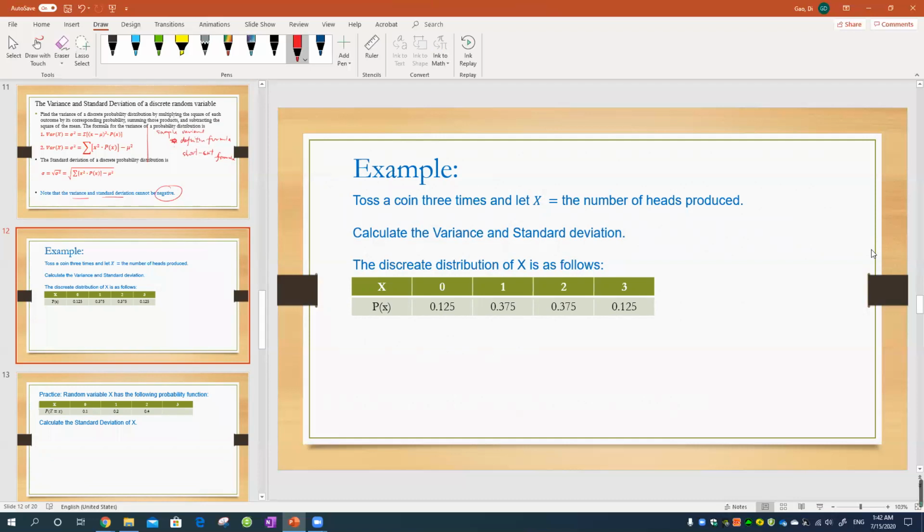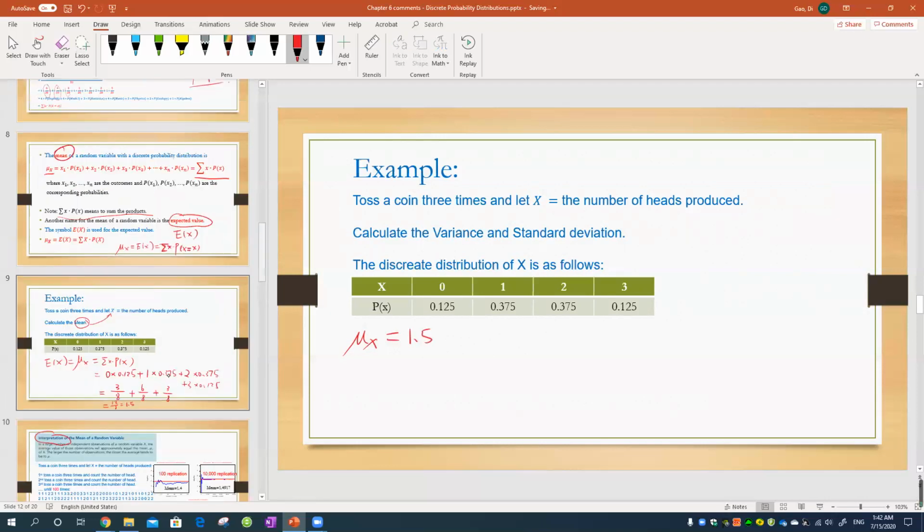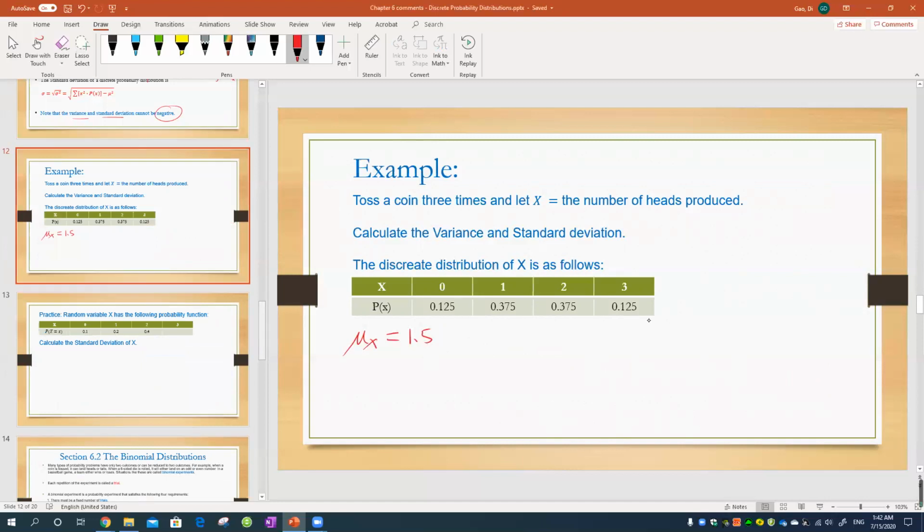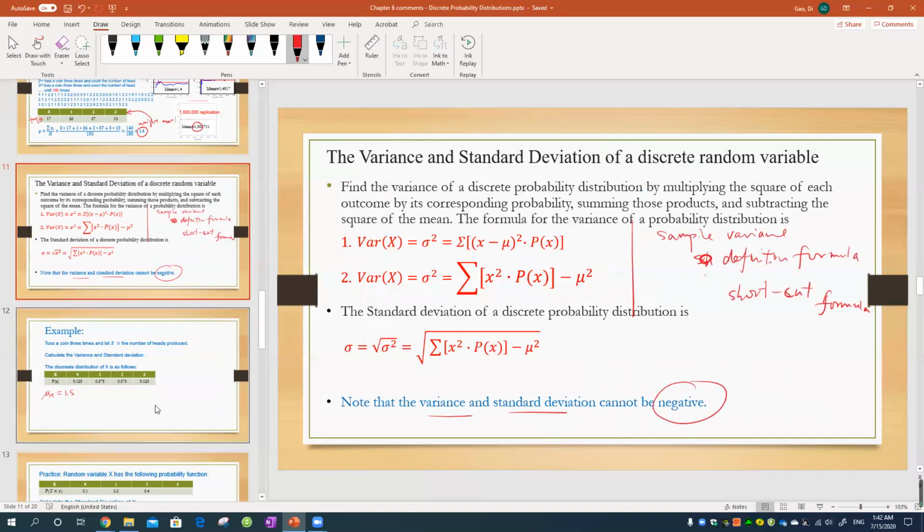Toss a coin 3 times, and let x be the number of heads produced. We want to calculate the variance and standard deviation. The discrete distribution is given below. To calculate the variance or standard deviation, one thing to calculate first is the mean of this random variable x. We already finished this practice problem, so we got a value of 1.5. Now we can plug into the formula, which is right here.